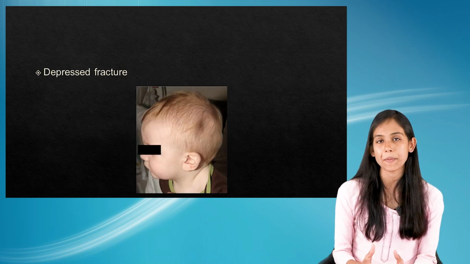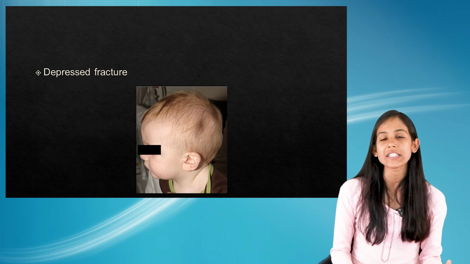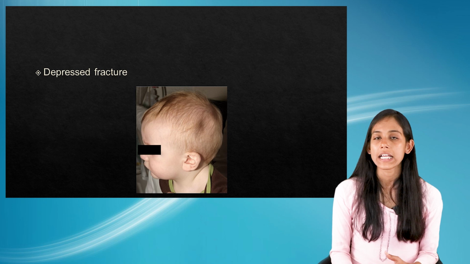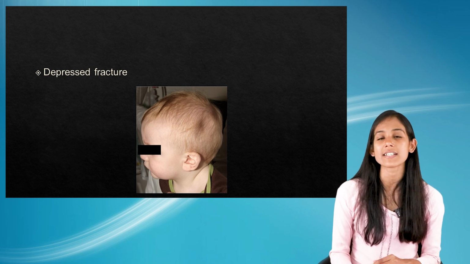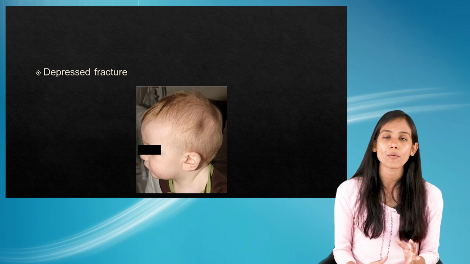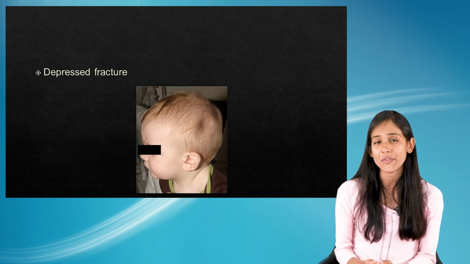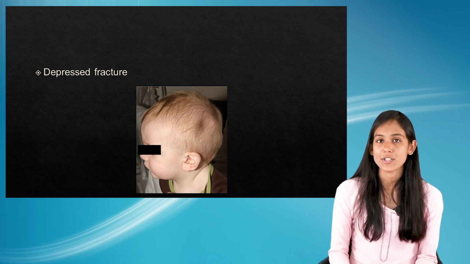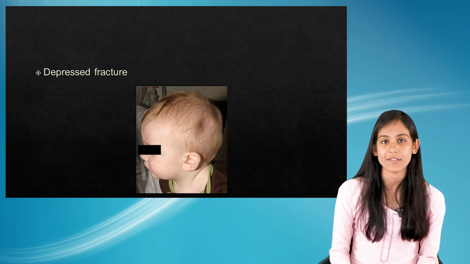The next one is depressed fracture. Depressed fracture means the bone which is broken would be depressed. Now this is found in neonates if there is a skull fracture. The part of the skull which has been fractured would be depressed. So that is called depressed fracture.